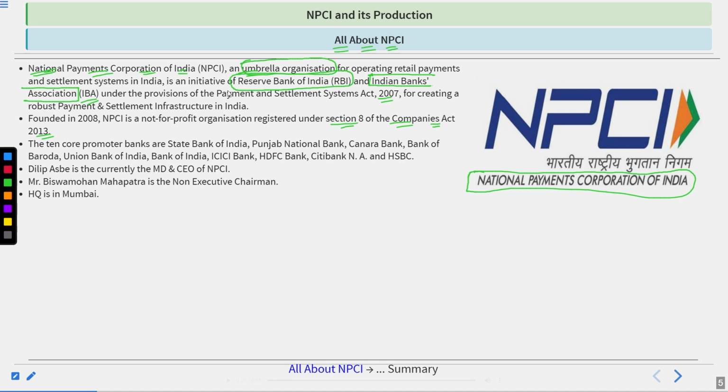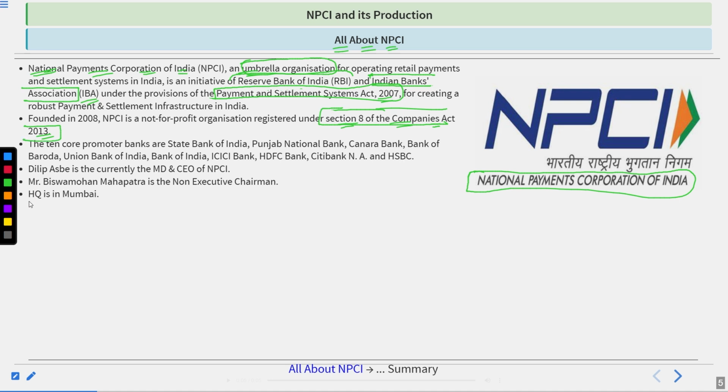So these two acts, first the Payment and Settlement Systems Act 2007, and second Section 8 of the Companies Act 2013, are both important.